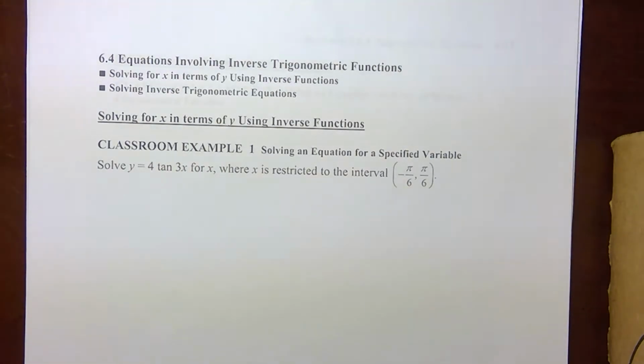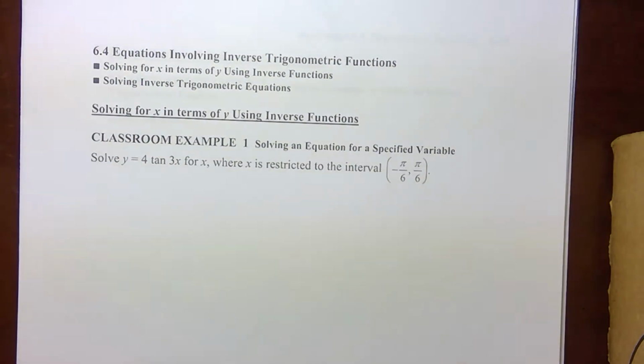We move on to 6.4. It's our last section in this unit. We're going to be solving equations involving inverse trig functions. You've done the hard stuff. The 6.2, 6.3 stuff was the hard stuff. This is pretty simple comparatively.